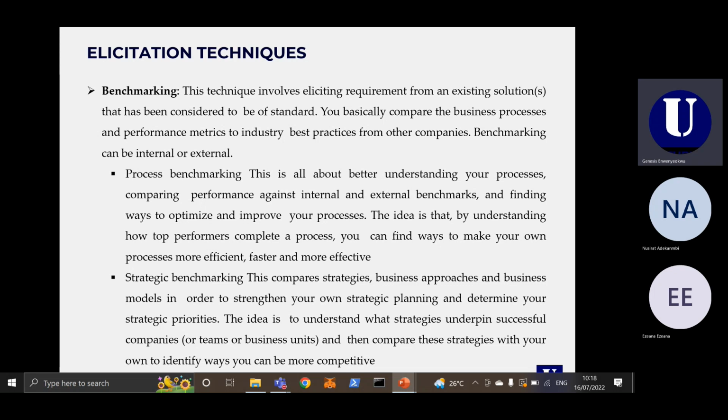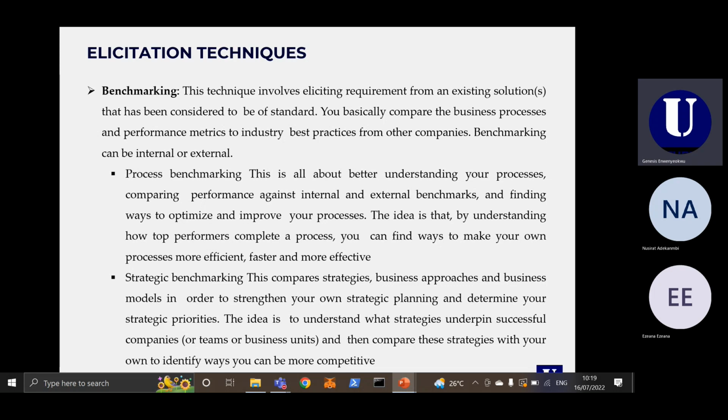It involves eliciting requirements from existing solutions or existing businesses that have been considered to be standard. You're basically doing what they call comparison of their business process and their performance metrics. There are three types of benchmarking, or should I say three approaches to benchmarking.